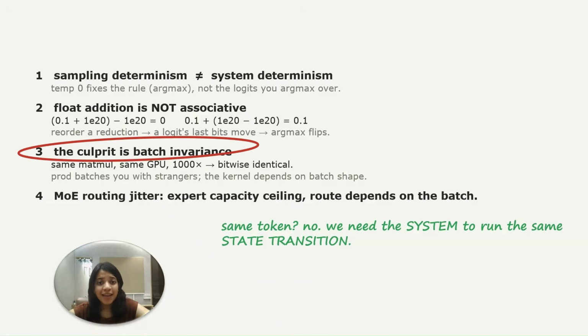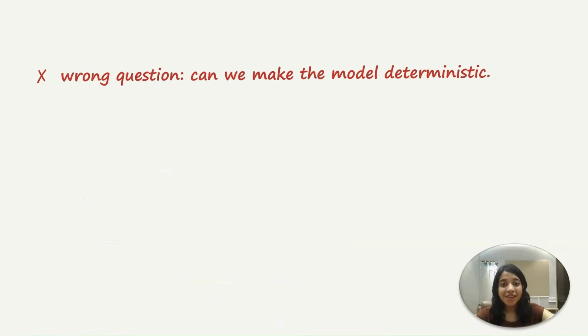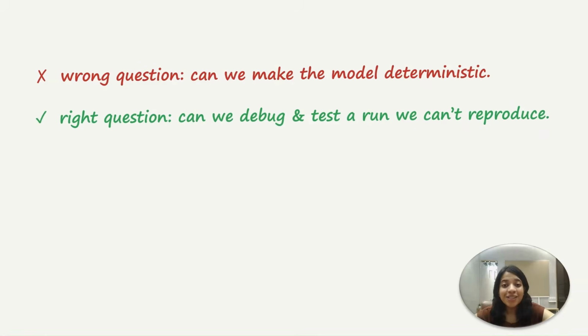So the ultimate takeaway here is that chasing identical text output is a losing battle completely. We don't need the model to return the exact same token every time. We just need our system to execute the exact same state transition, which means we've been asking the wrong question all along, right? The wrong question is, how do I make the model deterministic? And I've seen teams burn weeks on that and walk away deciding the system's just unknowable. The right question is, how do I debug and retest a run I can't reproduce? Because determinism was never the North Star, debugging was.